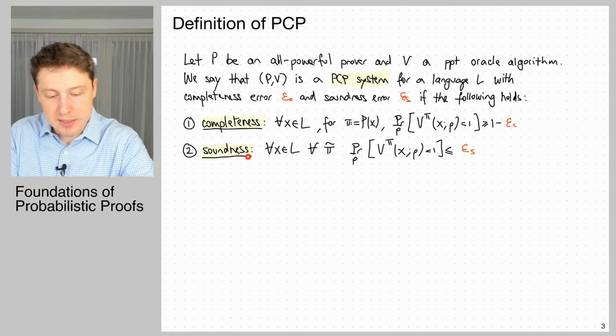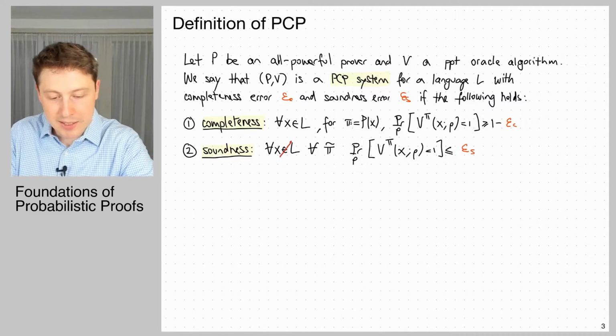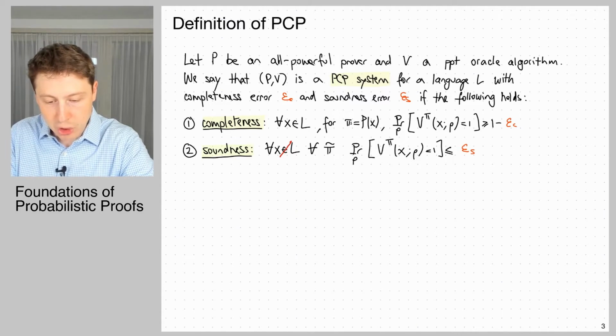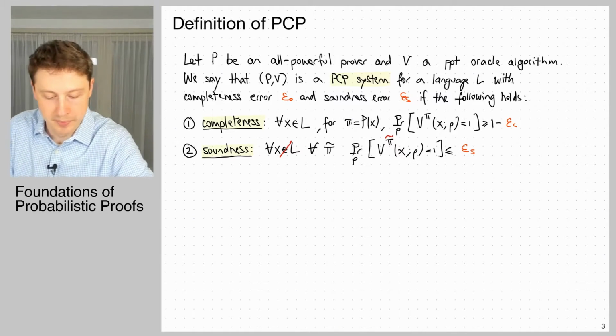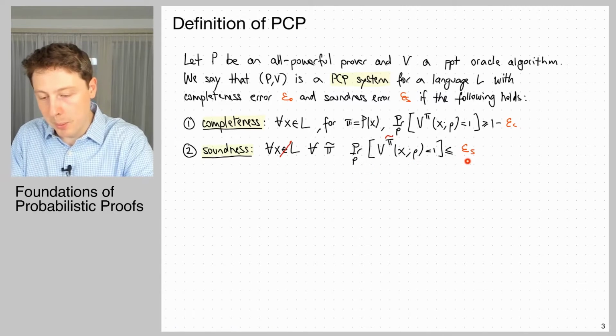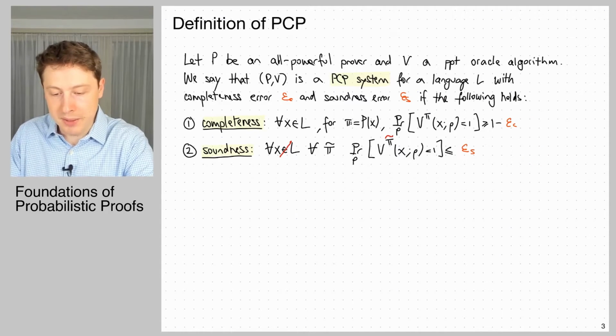The soundness is what you would expect. Another typo, sorry: for x not in L, and for every choice of proof, the probability, and this should be tilde, sorry, so many typos today. For any choice of proof, the probability the verifier accepts is bounded from above by the soundness error. Okay, so these are natural completeness and soundness conditions.